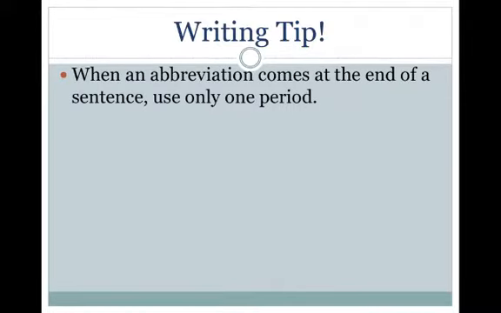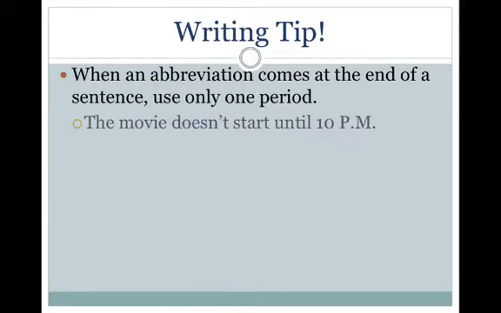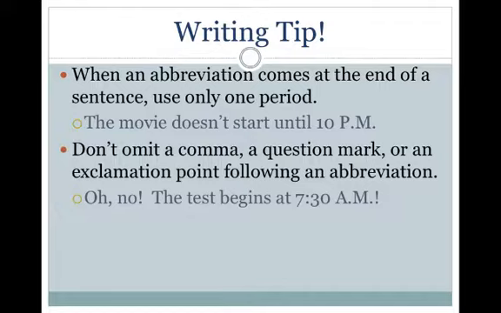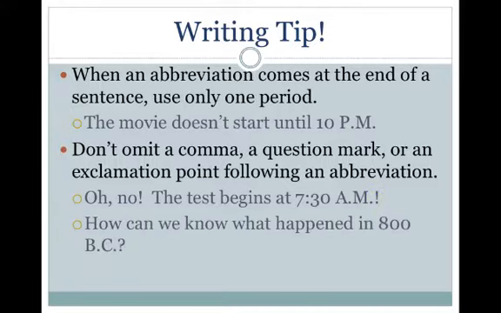Here's a writing tip. When an abbreviation comes at the end of a sentence, use only one period. For example, the movie doesn't start until 10 p.m. Don't omit a comma, a question mark, or an exclamation point following an abbreviation. For example, "Oh no, the test begins at 7:30 a.m.!" Notice you put the exclamation mark after the period after the m. How can we know what happened in 800 B.C.? Notice the question mark goes after the period after the C.